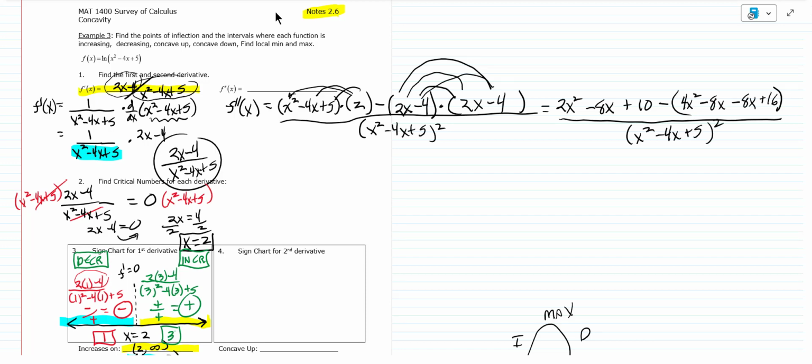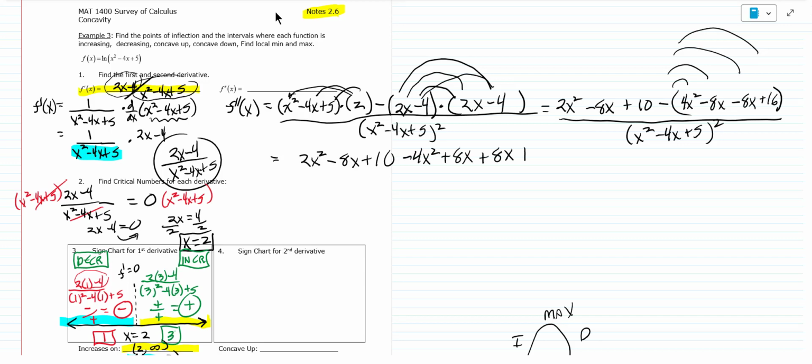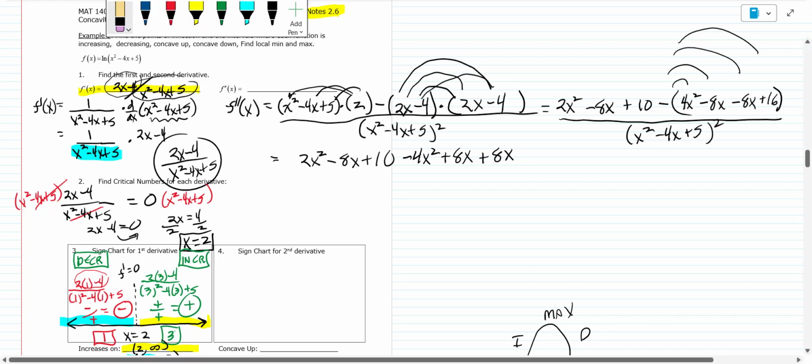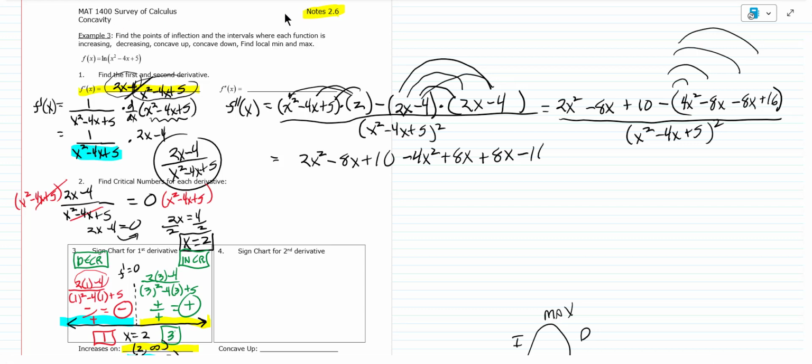Okay? Now, once I've put that in the quotient rule, I need to distribute that negative and collect all these like terms, and then we'll have a simplified derivative. So we're going to go ahead and do that. We're going to just bring down the 2x squared minus 8x plus 10. Be cautious about distributing the negative, so you're going to have minus 4x squared plus 8x plus 8x, and then minus 16. I almost screwed up on that. Okay, so I've got that, all over the bottom squared again.